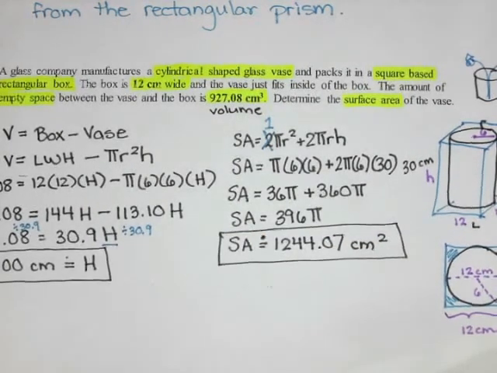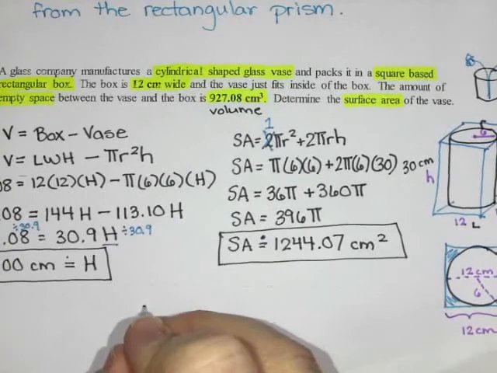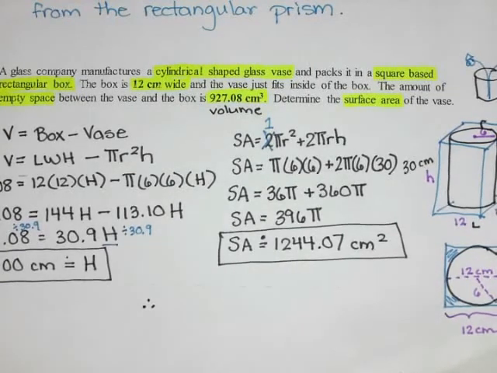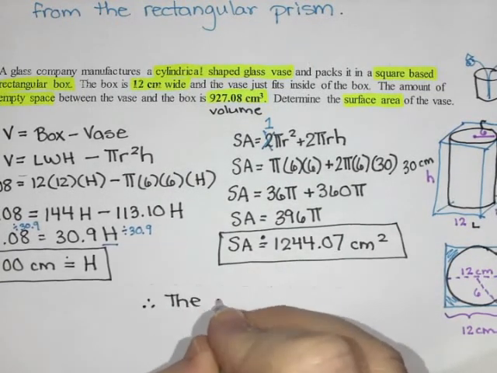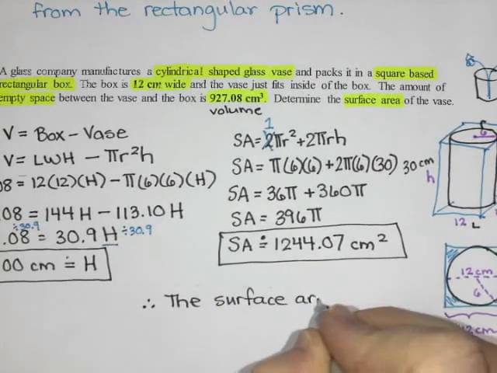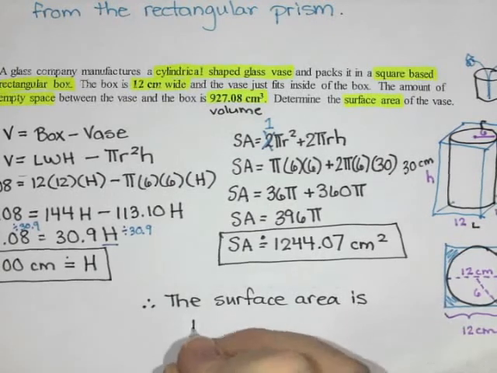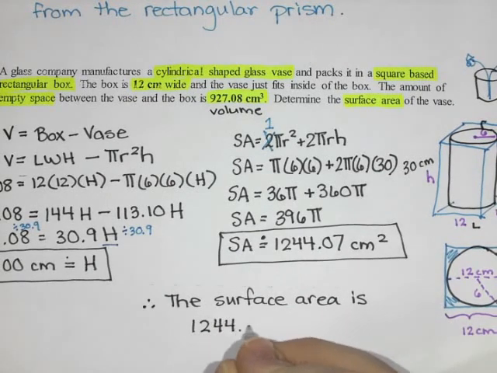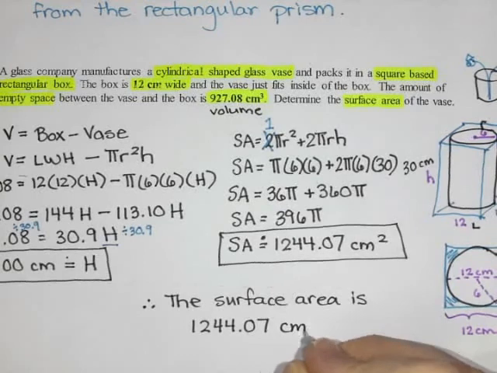Okay, so I really should write a sentence for this one. So I'm going to say, therefore, the surface area is 1,244.07 centimeters squared.